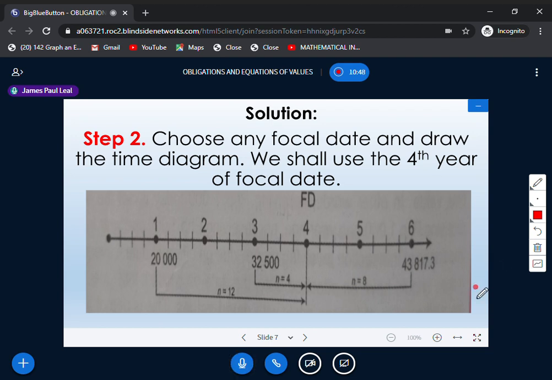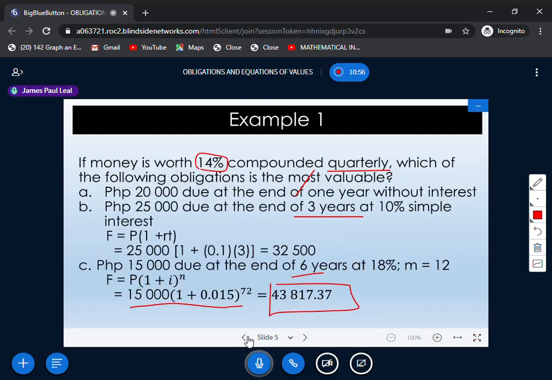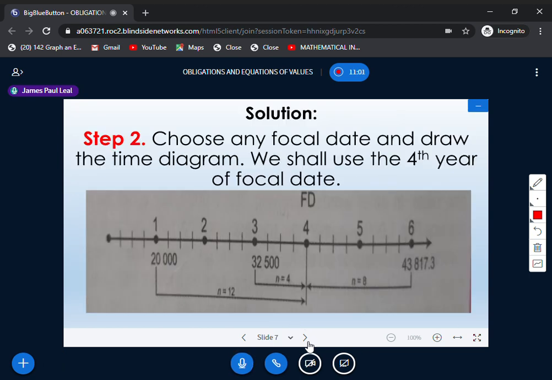because we are actually comparing the amount, which one is most valuable, okay po? Kasi we are looking for the most valuable obligation, right? So dito po, again, let me just give you the technique.